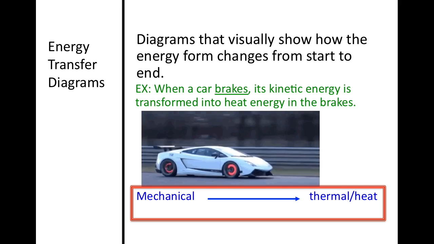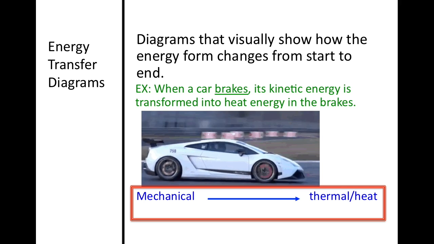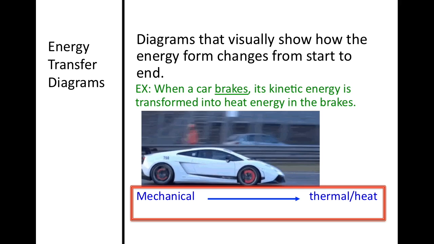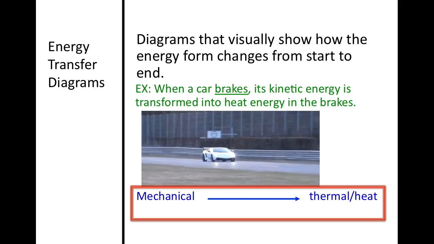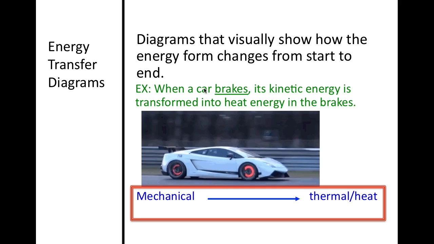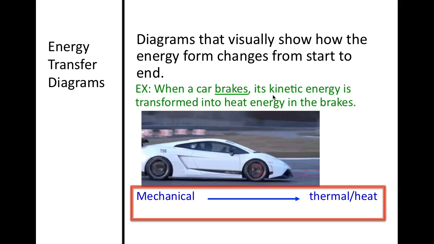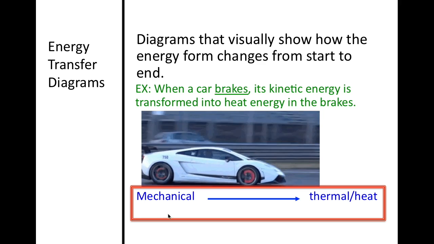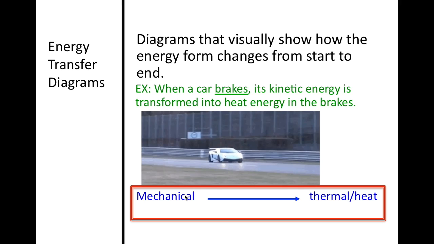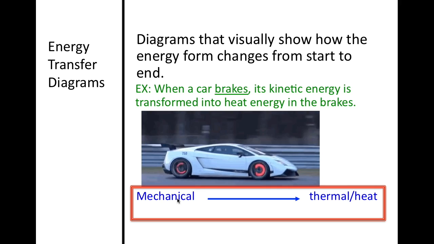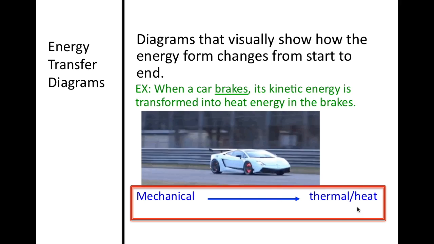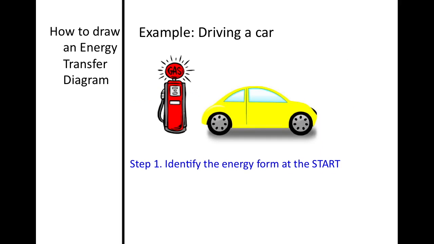Now, energy transfer diagrams. These are diagrams that visually show how the energy form changes from the beginning to the end. For example, when a car is moving but it begins to brake, its kinetic energy is transformed into heat energy in the brakes. And so our representation or our energy transfer diagram would show mechanical going to thermal or heat energy. Now, how do we draw an energy transfer diagram?